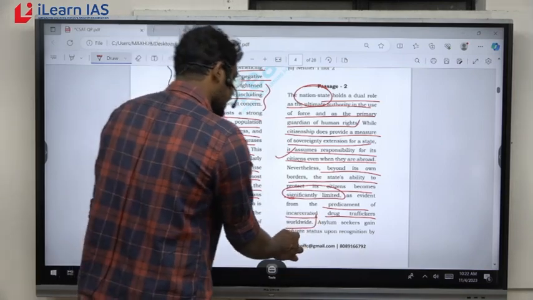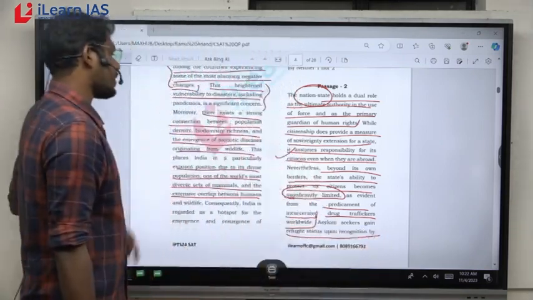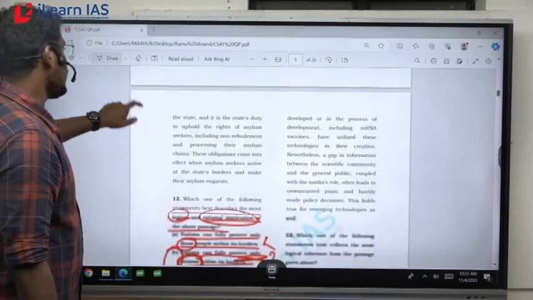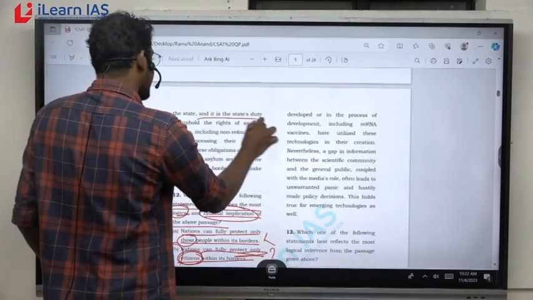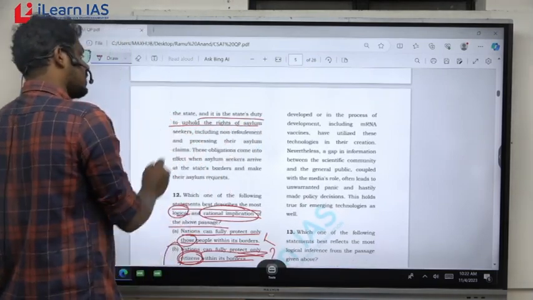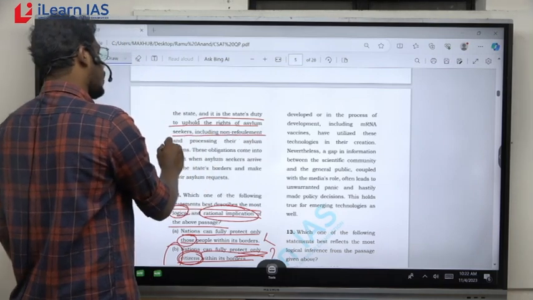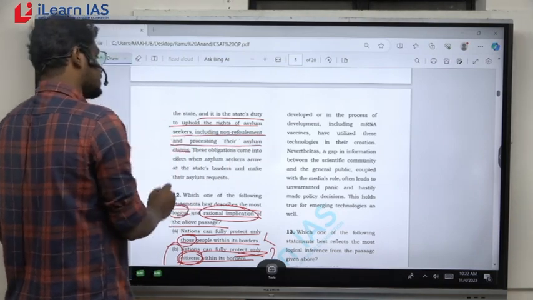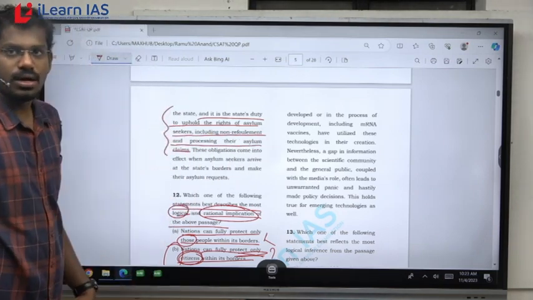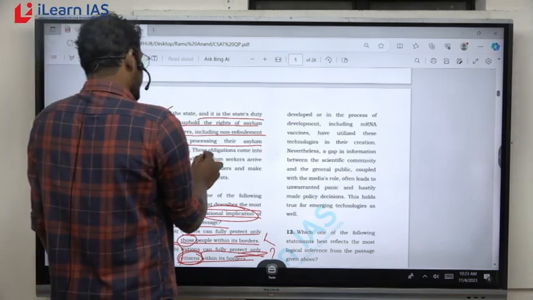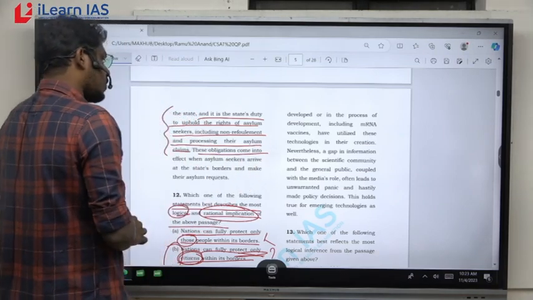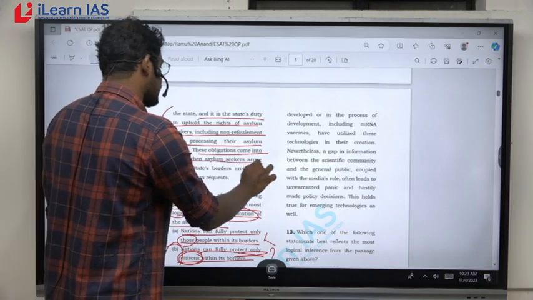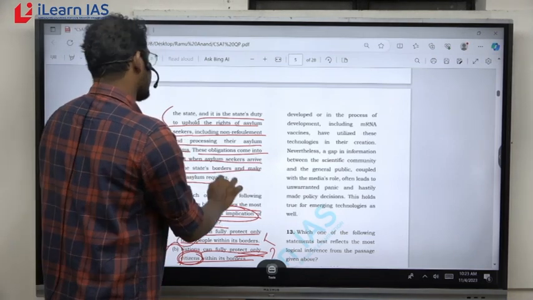Asylum seekers gain refugee status upon recognition by the state, and it is a state duty to uphold the rights of asylum seekers, including non-refoulement and processing their asylum claims. Okay, so this part has to be focused. These obligations come into effect when asylum seekers arrive at the state's borders and make their asylum request.